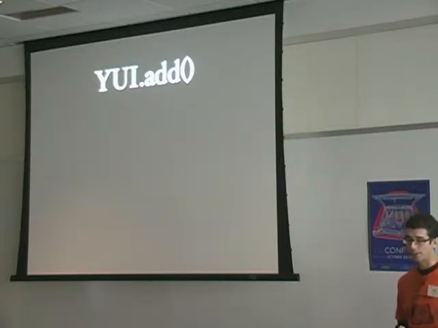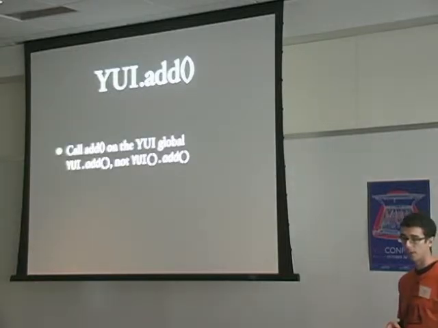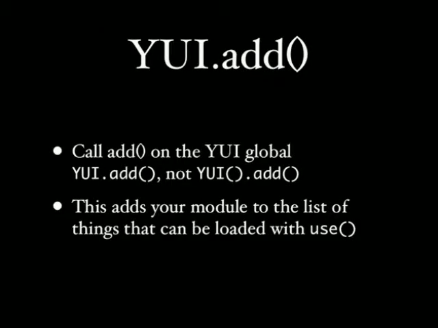So what you're really doing is registering a module. You're not instantiating it. So what that means is you should really call add on the YUI global, not on the instance. This is a point that I've seen people get confused about and ask questions about in the IRC rooms. But it's really straightforward when you think about it: you're registering something in a list of available modules. You're not instantiating it and creating one. You're going to do that later when you do use. So this adds your module to the list of things that can be called with use. So then later, we're going to do this.